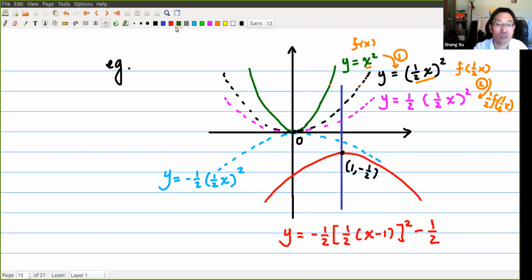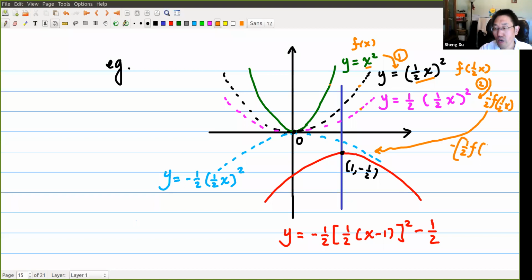So it's compressing from here, this point compressed to this point here. The ratio is the same, always half. And finally, now I do it from this step here, from this guy to this guy here. What I'm going to do is multiply by negative one. So it's negative of f of half x.